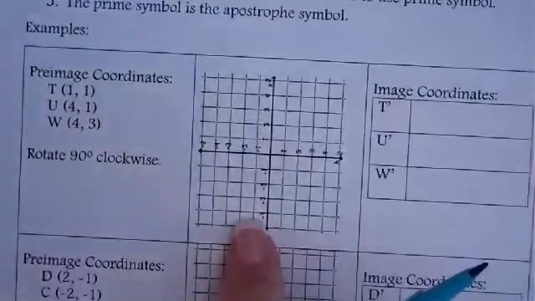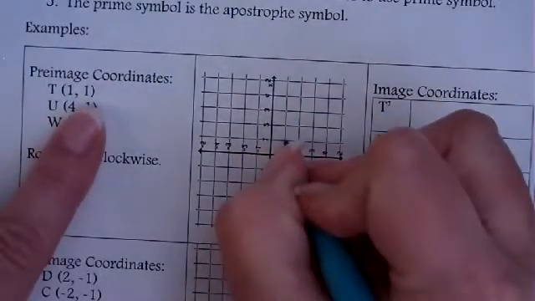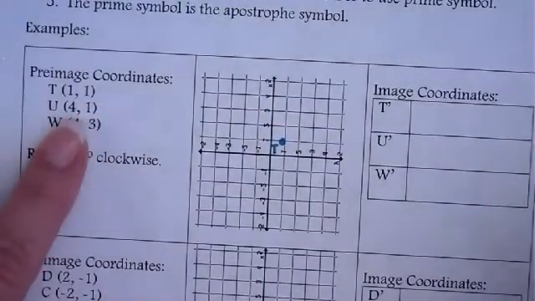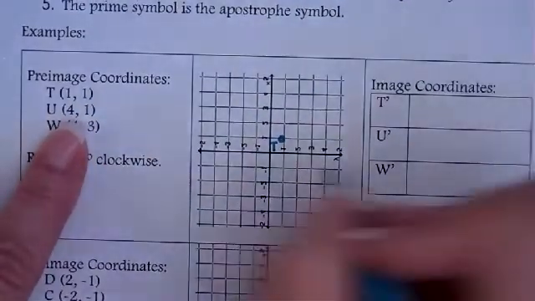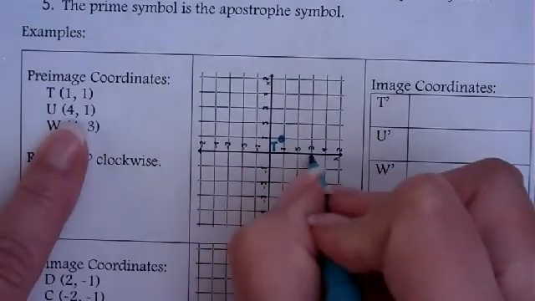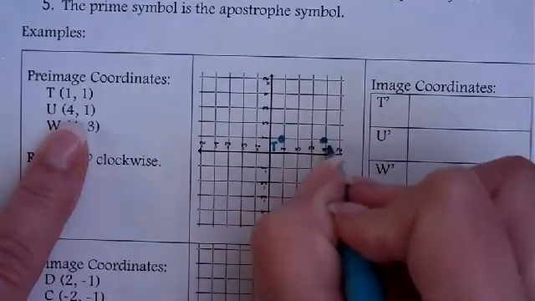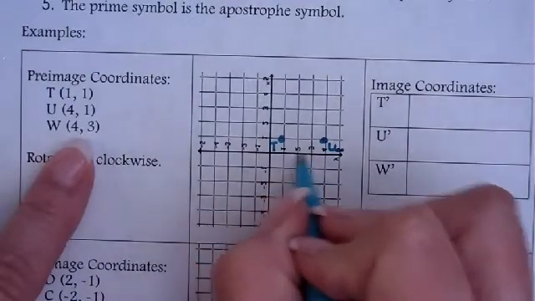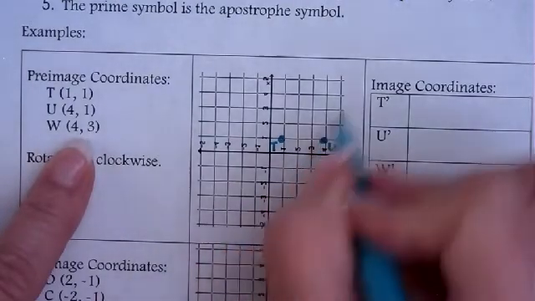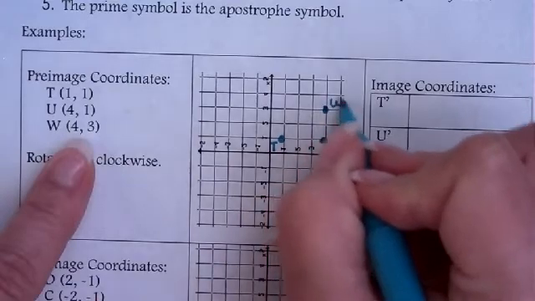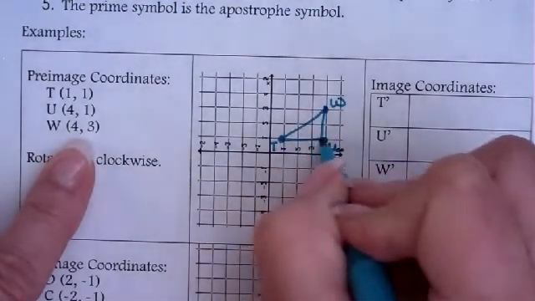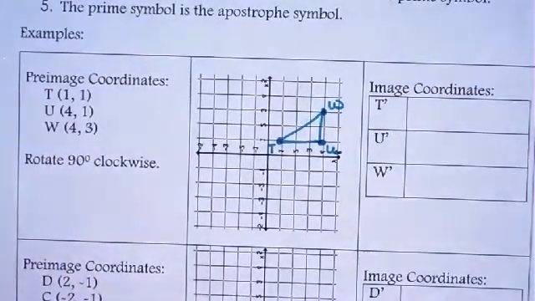So right here on my notes, the first thing I'm going to do is come over here and graph my triangle. So T is at 1, 1 right here. U is at 4, 1 right here. There's U. And W is at 4, 3 right there. And when I connect it, I see my little right triangle right here.